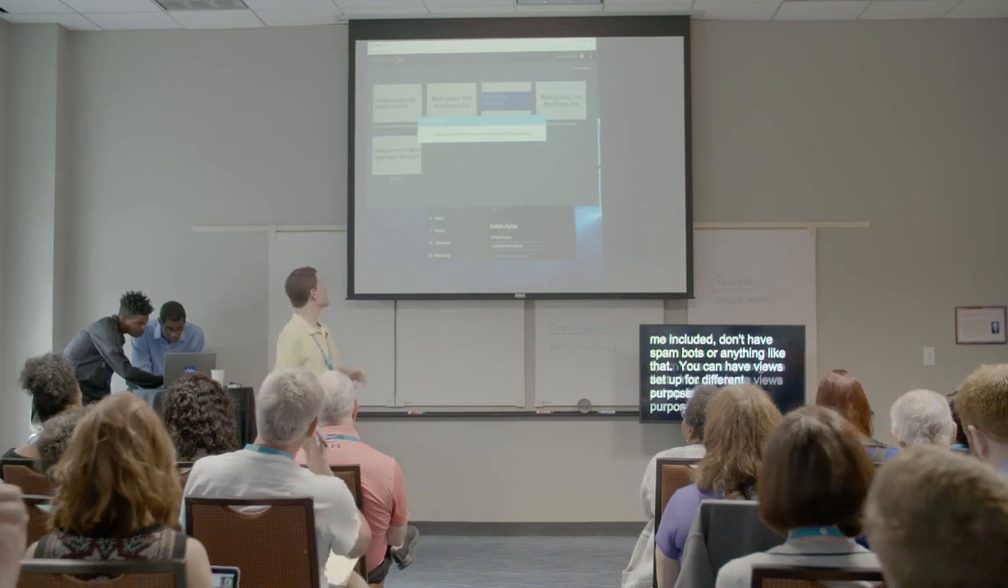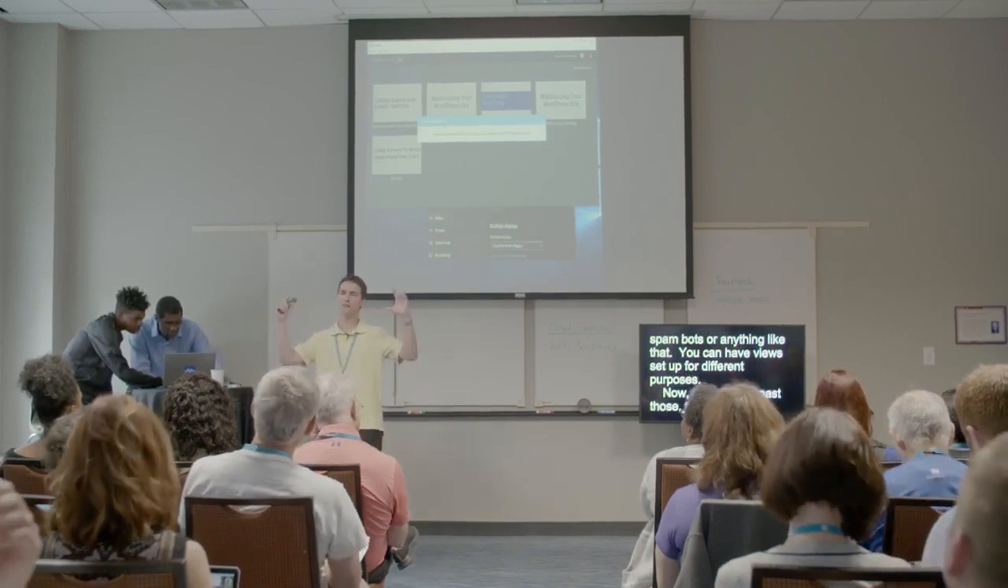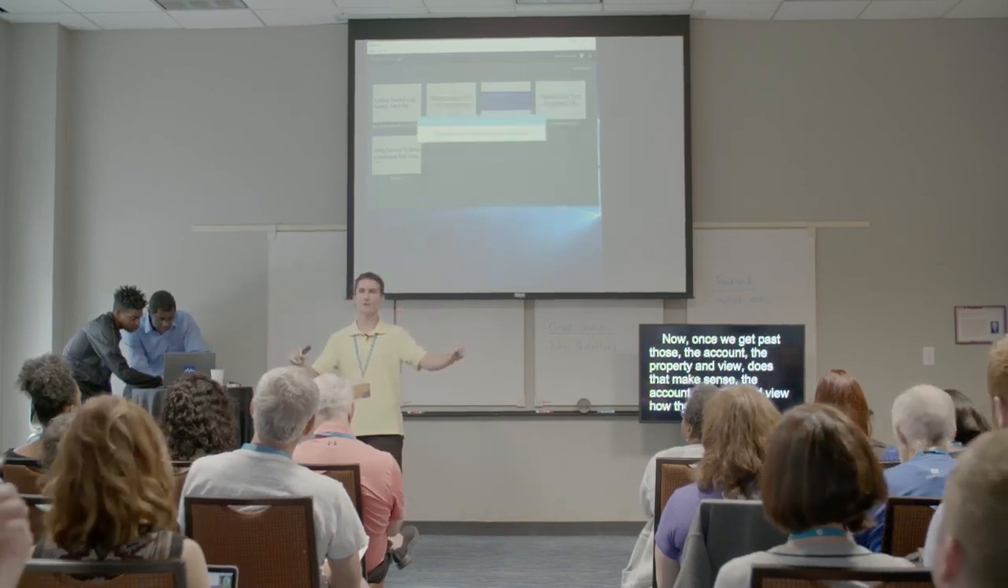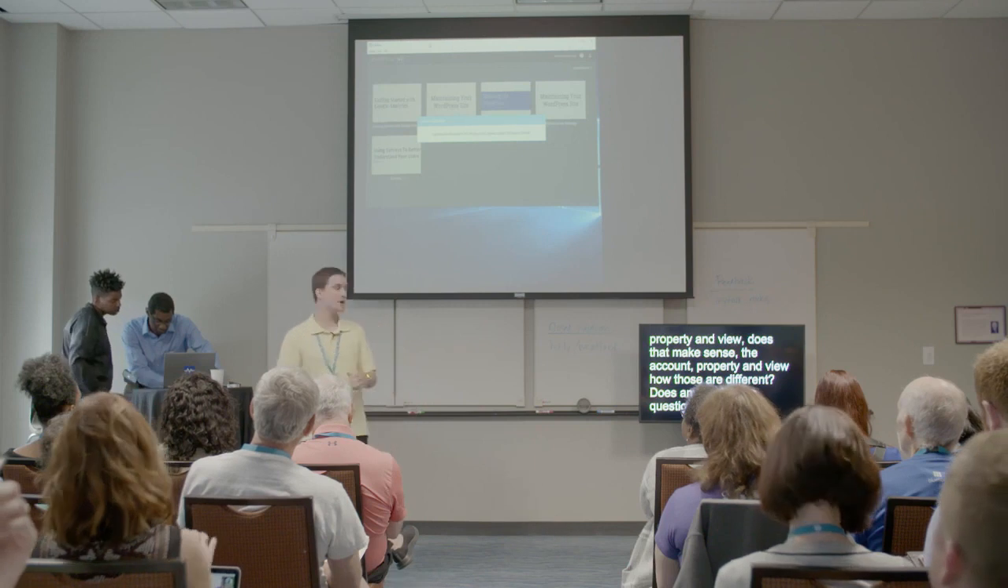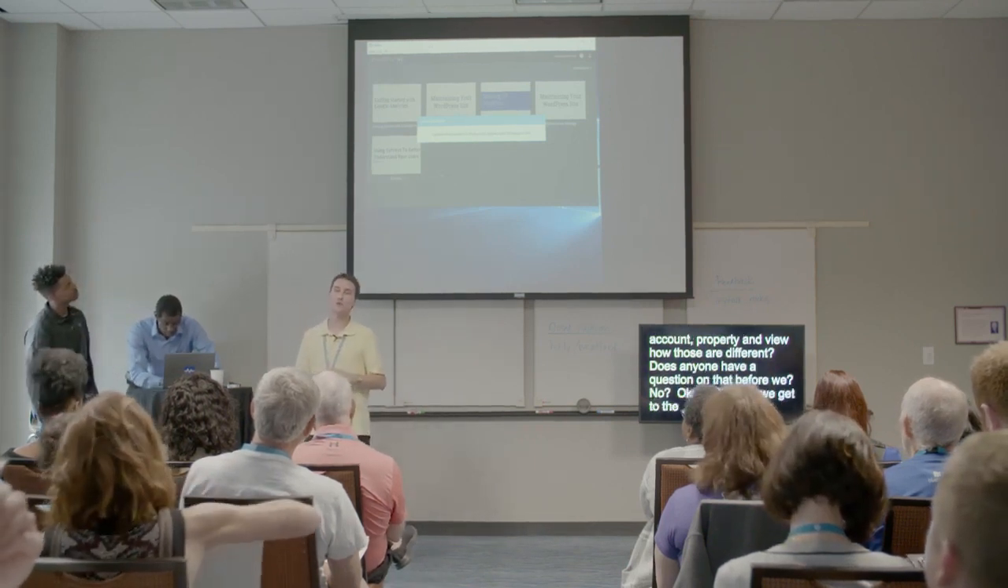Now, once we get past those, the account, the property, and view, does that make sense, how those are different? Does anyone have a question on that before we? No? Okay, so once we get to the actual data, there's a few other definitions we want to talk about.